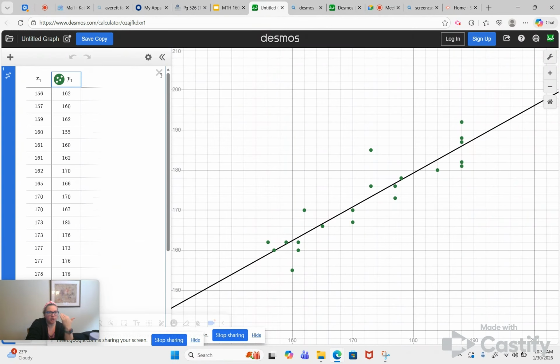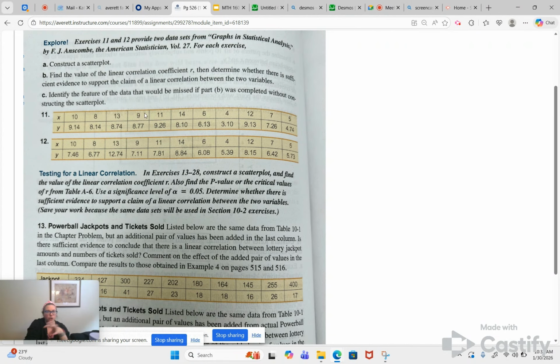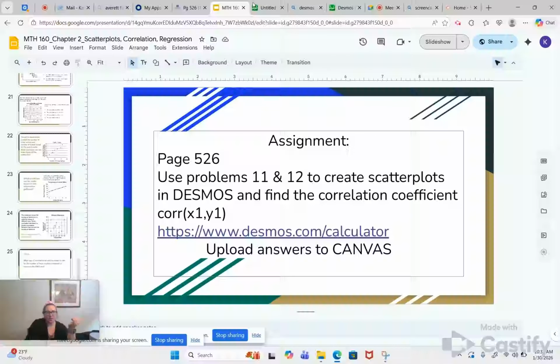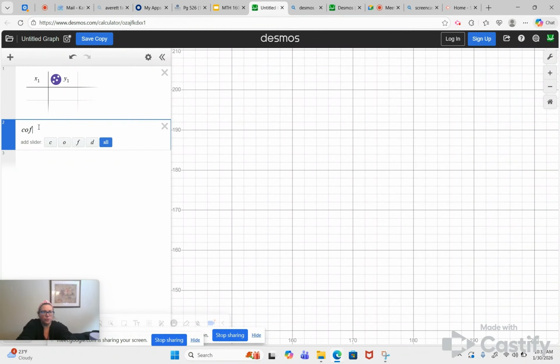So what I mean is you would go in Desmos, you would create a table, and you would put in your data for number 11. Once your data is in for number 11, you would do correlation. Oh my goodness. X1, comma Y1, and you wouldn't put uppercase. And of course, it's saying undefined because I don't have anything in here. And it would do my scatter plot.